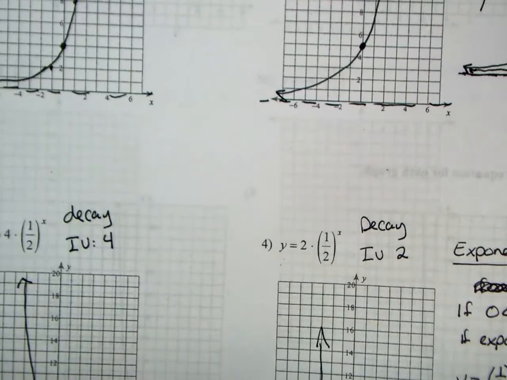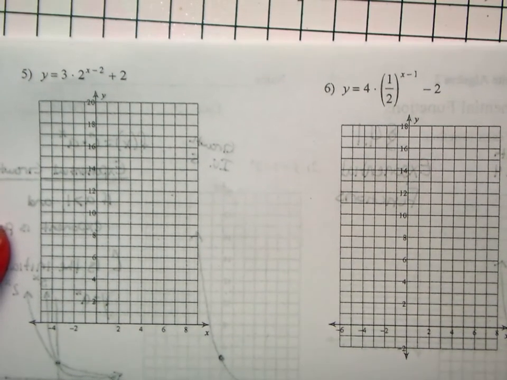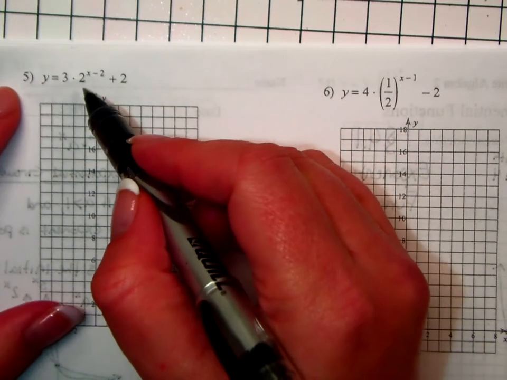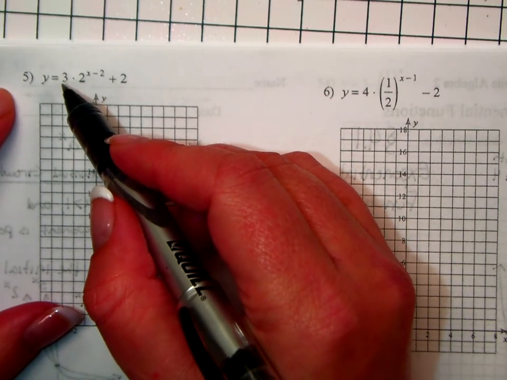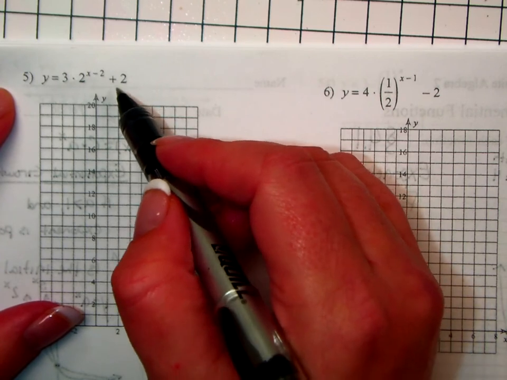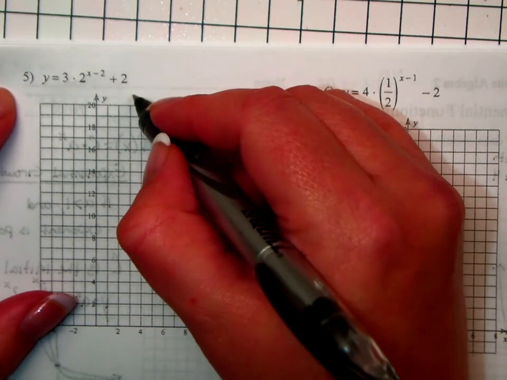All right, so the next graphs, this page of 4 here, has some extra numbers. Okay, so this 2 is the base, right? This 3 is the initial value, and this plus 2 is a vertical shift up, right? Vertical shift.